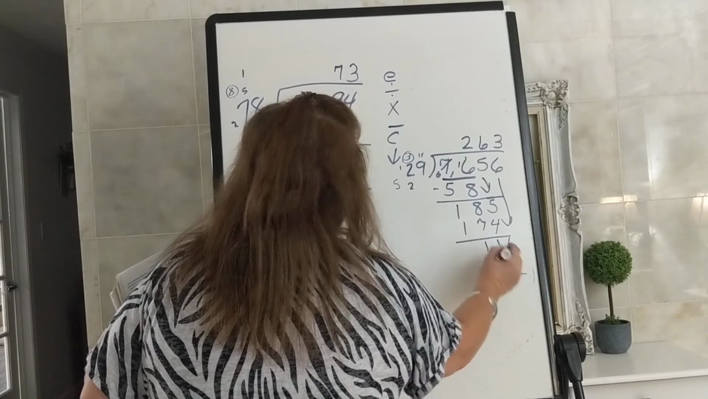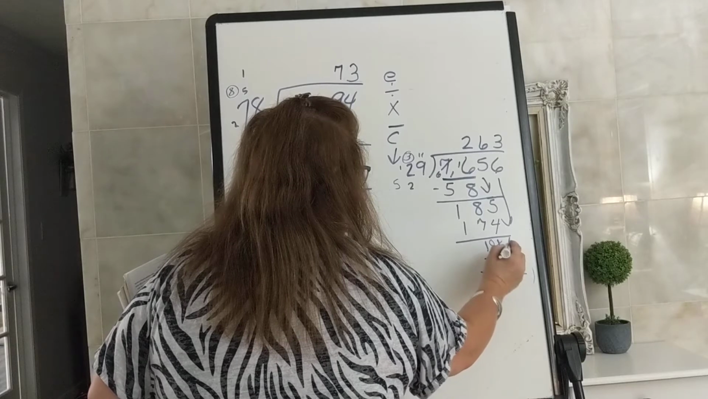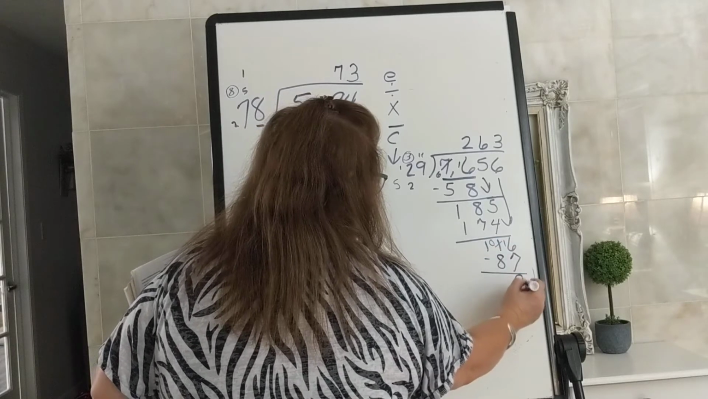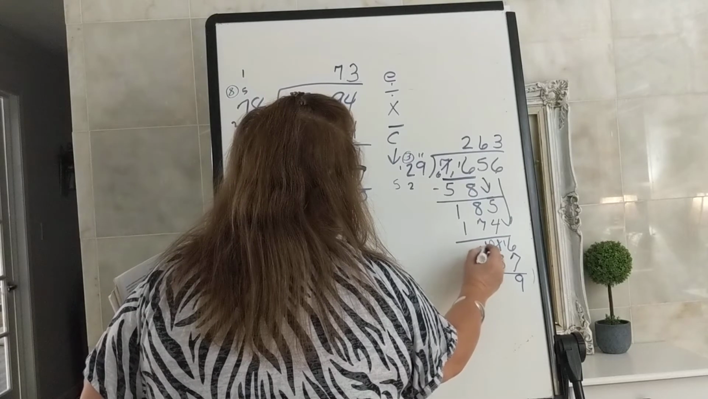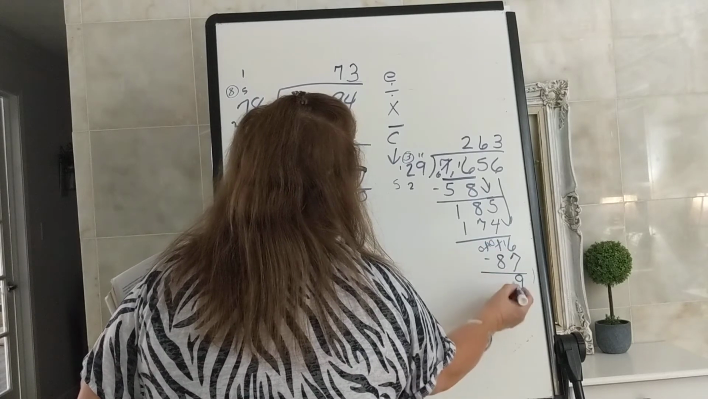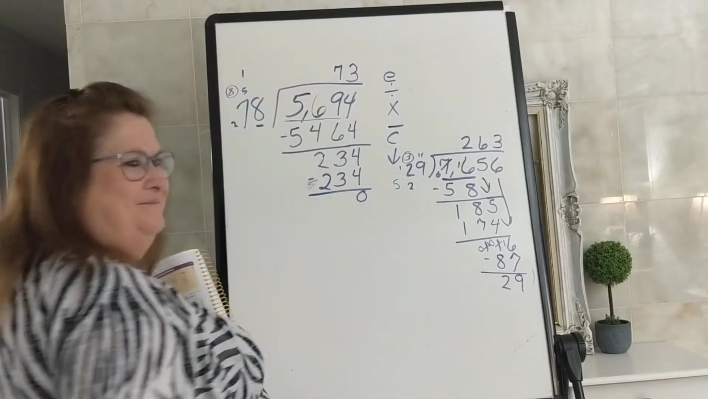6 minus 7, we can't do it. We borrow from our 1, making it 0. Now we have 16 minus 7 is 9. We can't say 0 minus 8. We borrow from our 1, make it 0, put our 1 in front of our other 0, and now we have 10 minus 8. Is it smaller than our divisor?